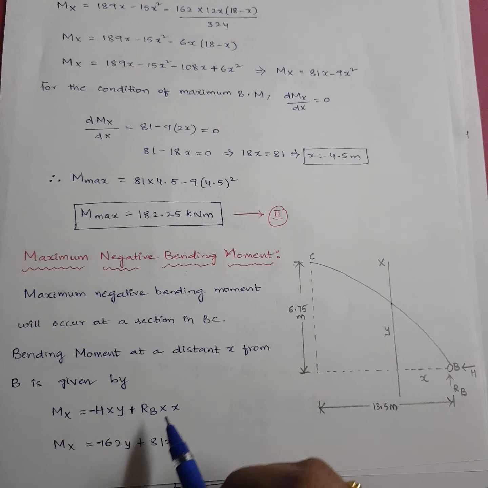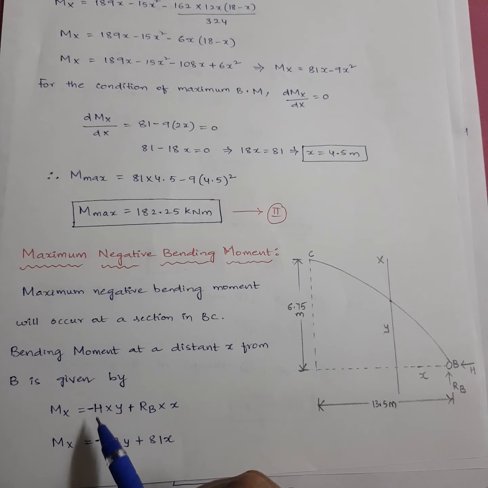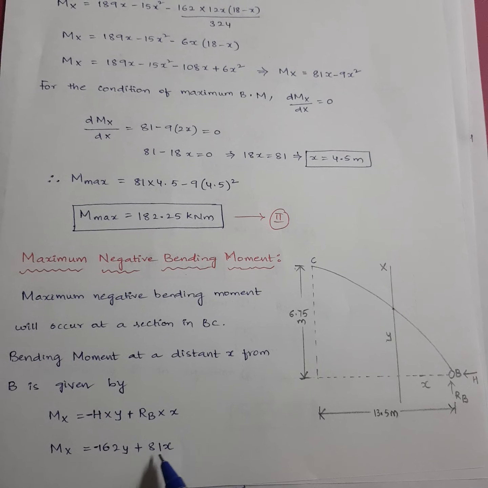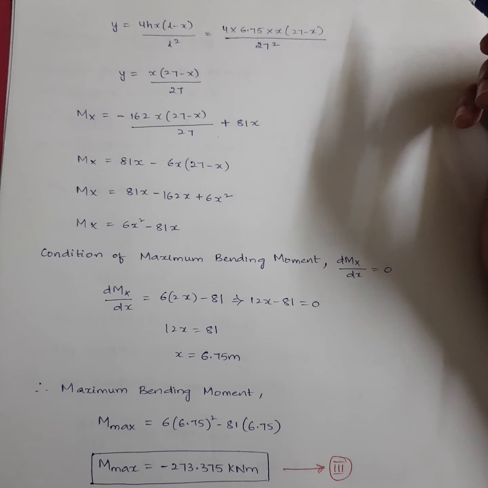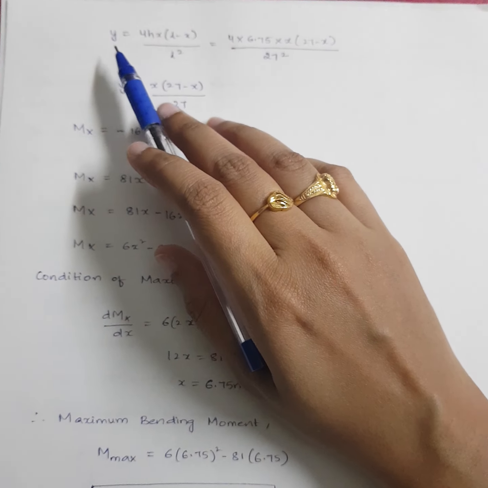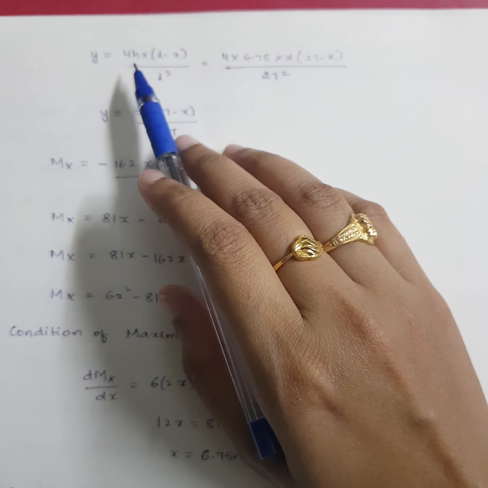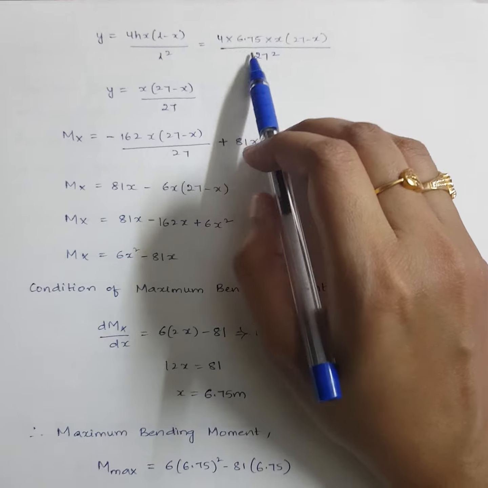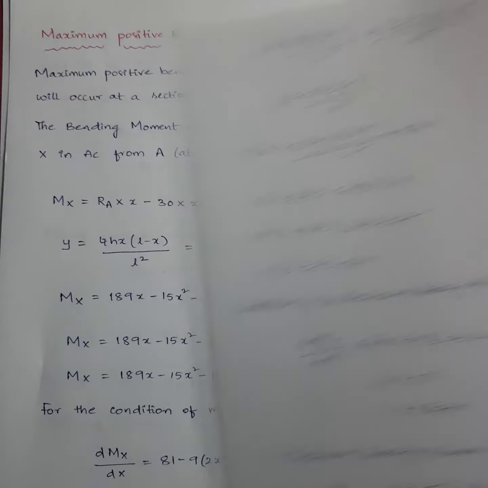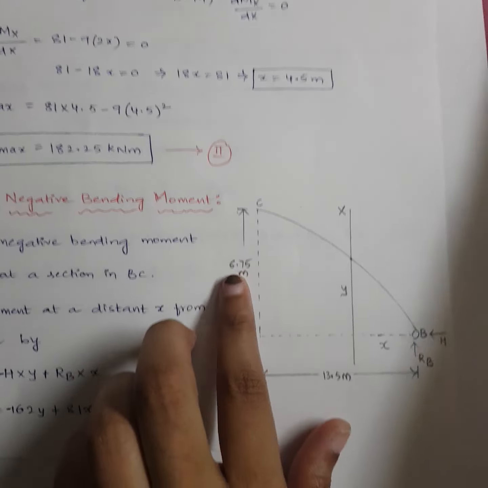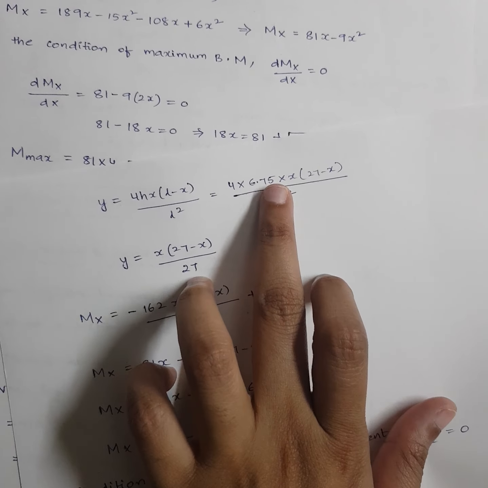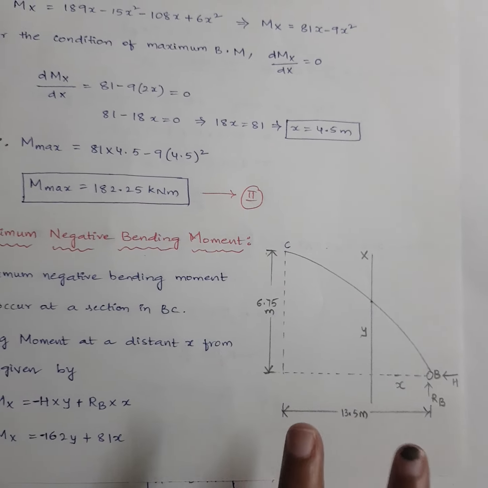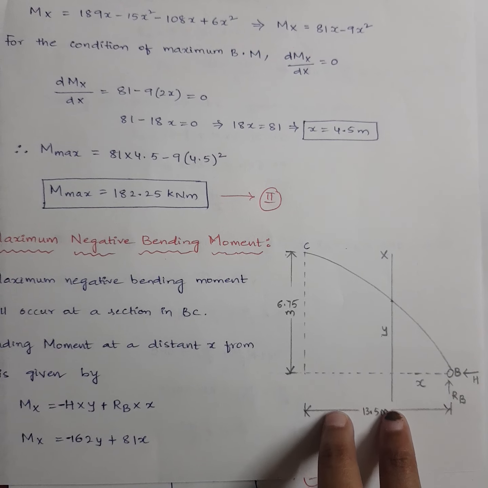Let's substitute the values of H and RB. So Mx is equal to, H is 162, so minus 162 Y plus RB is 81, plus 81 x. So same as in the earlier case, again in the place of Y, take the formula of Y, which is 4hx into L minus x by L square, which is 4 into, what is h of the right hand side, h is 6.75. So into 6.75 into x into L. I already told you, same like the earlier case. There when it was 9 we took 18, so here it is 13.5.